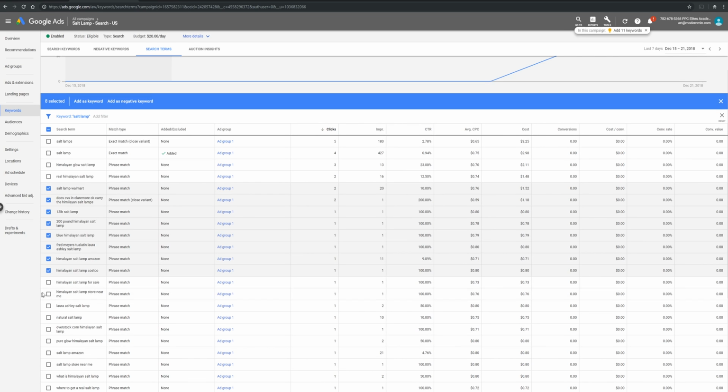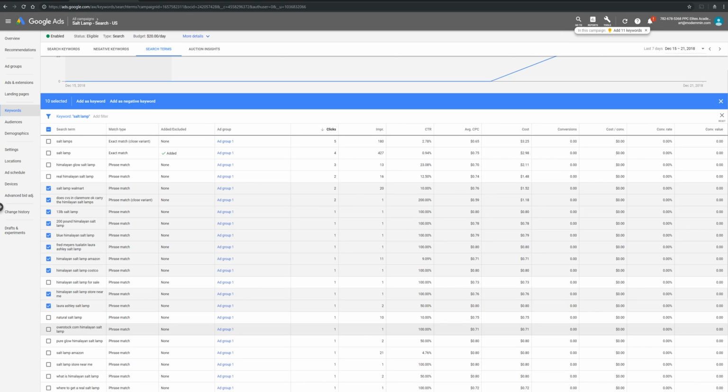Himalayan salt lamp store near me. Yeah, so that means those people obviously are not looking to buy. Laura Ashley salt lamp, they're looking for a specific brand. So sometimes you can market for specific brands, but the majority of the time, if they're looking for that specific brand, they're going to want that specific brand. So this is also an evident negative keyword. Overstock.com, Himalayan salt lamp.